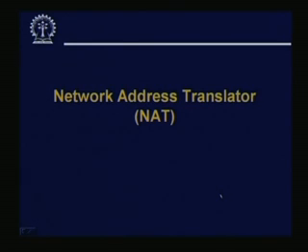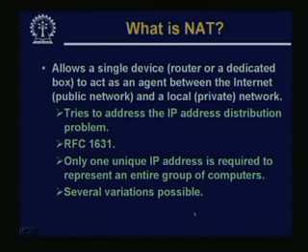Now, let us talk about a very important device which is used in the internet. This is called a network address translator or a NAT. Now, the reason why we use a NAT are manifold. Well, in the simplest scenario, a NAT allows a single device. This single device can be a router, it can be a dedicated box. See, this router can act as the NAT, this dedicated box can also act as the NAT.